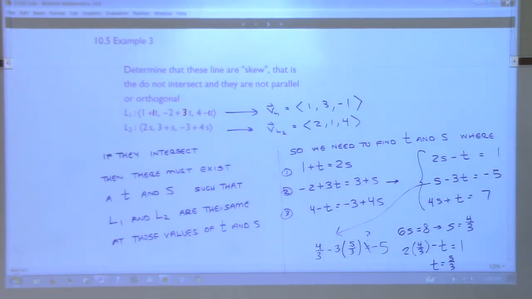But if 2 out of the 3 were wrong, but 1 was right, what would we conclude? So we wanted to make sure they don't intersect, that they're not parallel and they're not orthogonal. So would they always be either all there or none there? All or none, yes. At least I believe that's the way this book is defining skew. I've seen skew worded different ways.